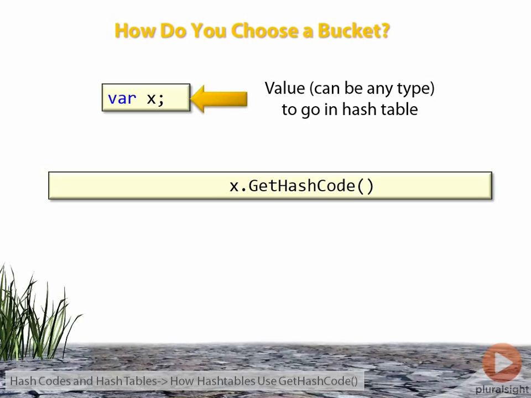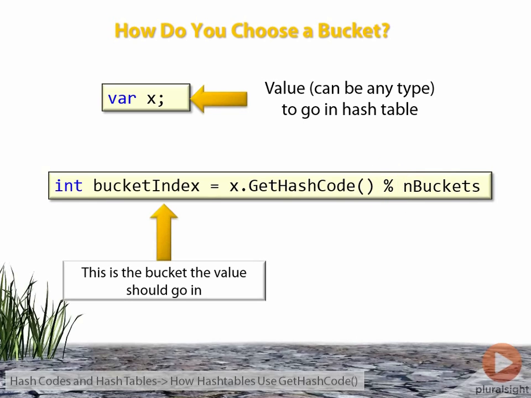The hash table then does something like this. It divides the hash code by the number of buckets in the hash table and takes the remainder. Remember, in C# that's done using the modulo operator, which is represented by a % sign. And then the answer to that calculation will be the index of the bucket that the item will go in. I'll give you an example to show you how this works.